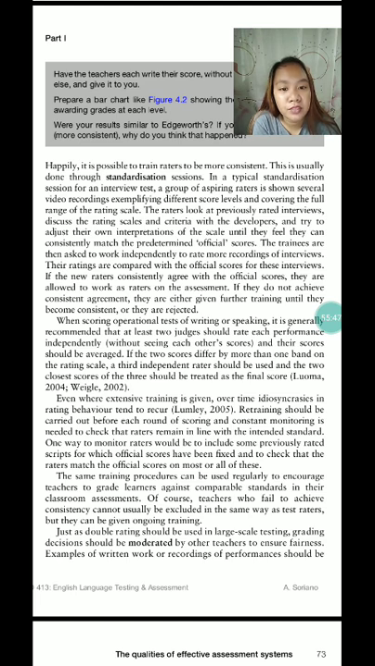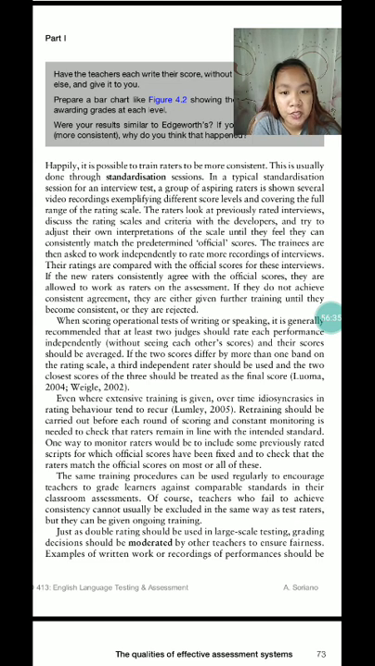Even where extensive training is given, over time idiosyncrasies in rating behavior tend to recur. Retraining should be carried out before each round of scoring, and constant monitoring is needed to check that raters remain in line with the intended standards. One way of monitoring raters would be to include some previously rated performances to check that raters match the official scores on most or all of these.